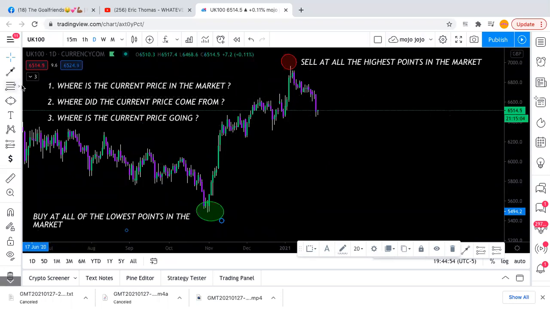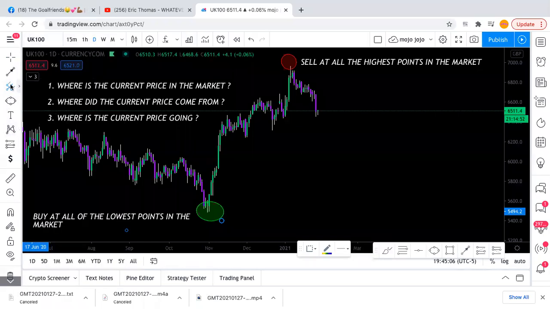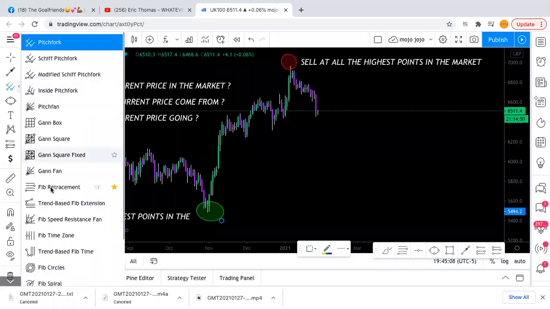You see this tool right here? You click this tray. If you click the tray next to any of these, it gives you more options. Okay, you pop out the tray. So right here, you will see a pitchfork. Okay, you click on the little tool and you can go to Fib Retracement.